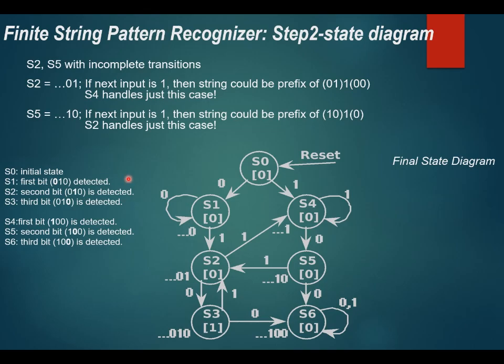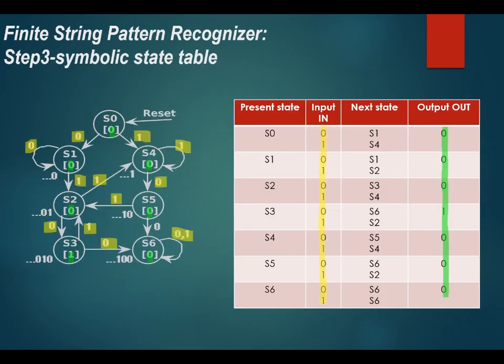As mentioned, when you draw the state diagrams, please make sure you have remarks that describe the definition of each state. It will help you a lot in deciding the correct transitions of the states. From the state diagram, you derive the symbolic state table. The method is the same: you list down all the present states and inputs in sequence, and then fill up the next state and the output based on the state diagram.